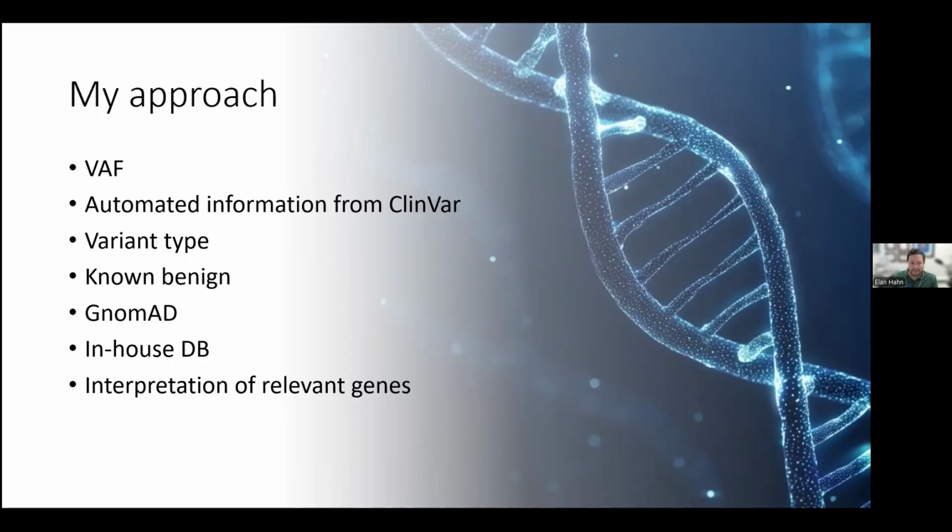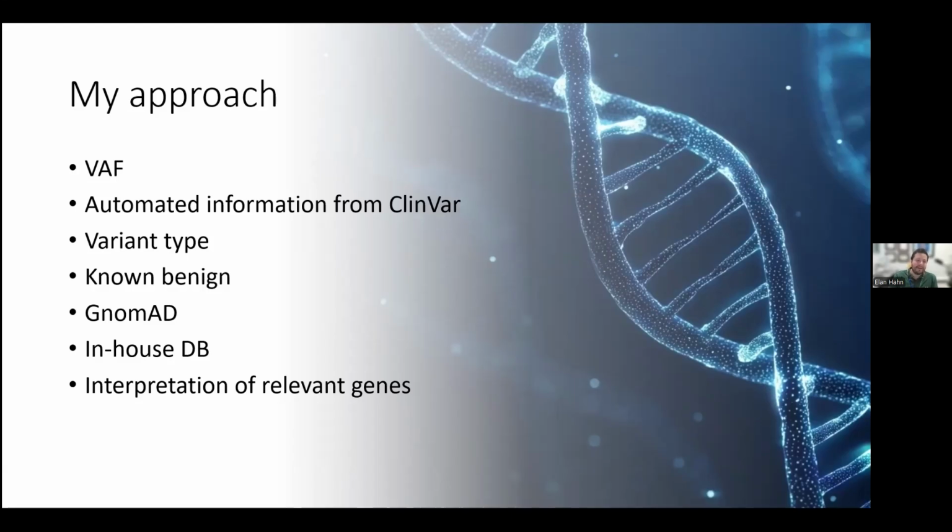Next, I'll move to the variant type. Is it in the intron? Is it upstream in the untranscribed region? Is it a missense or null variant? Is it synonymous? These types of variants and changes will have different implications in different genes. Like a nonsense variant, for example, in a tumor suppressor gene will obviously hold a lot more weight than the same thing in a proto-oncogene.